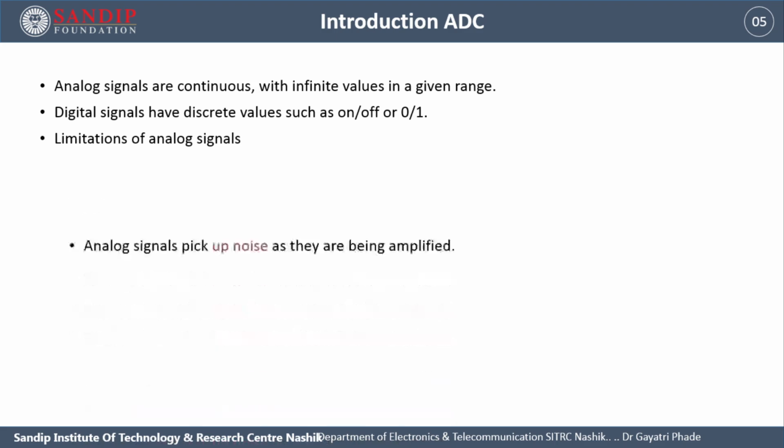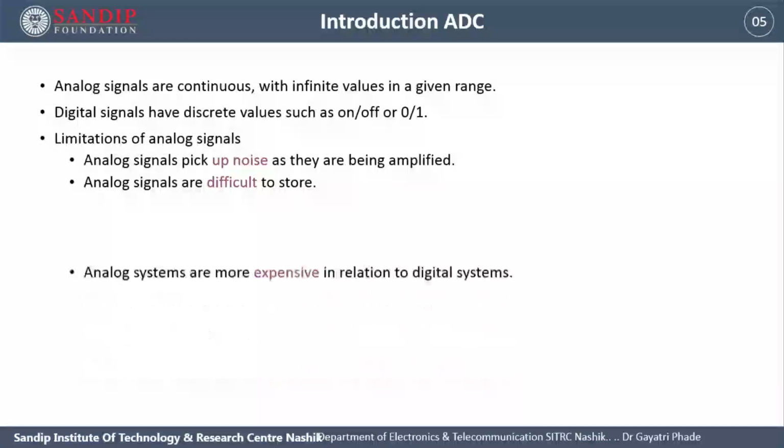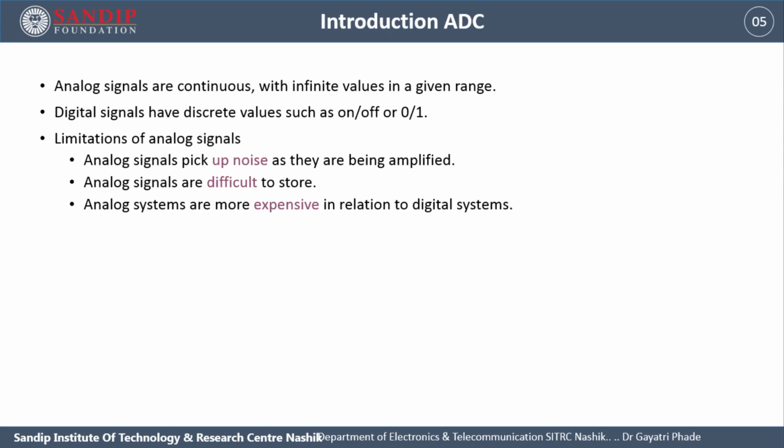So what are the limitations of analog signals? Analog signals pick up noise as they are being amplified. Next, analog signals are difficult to store. Analog systems are more expensive in relation to the digital system.